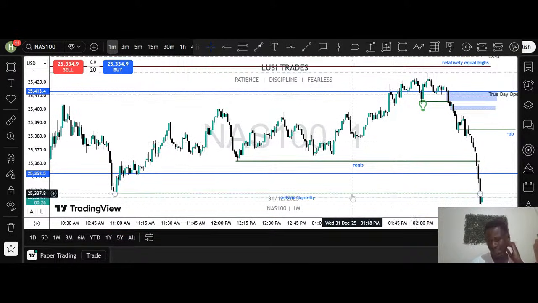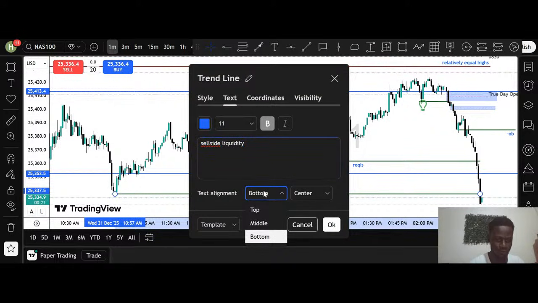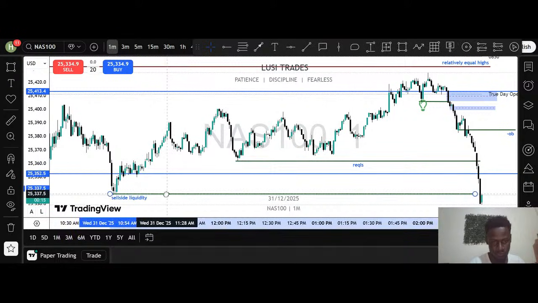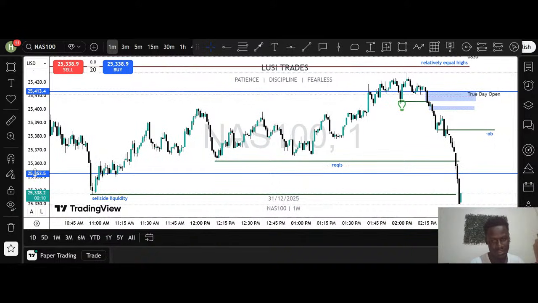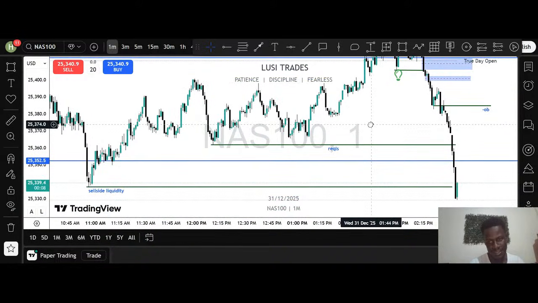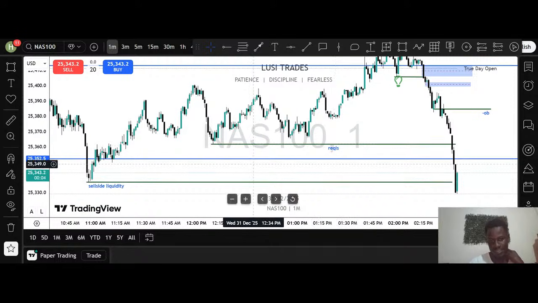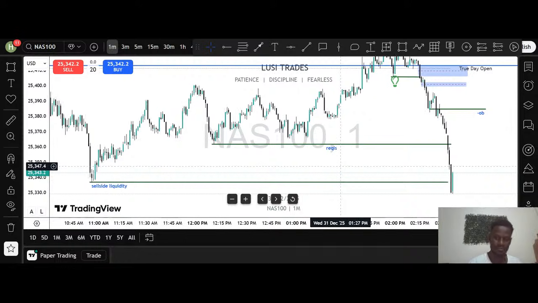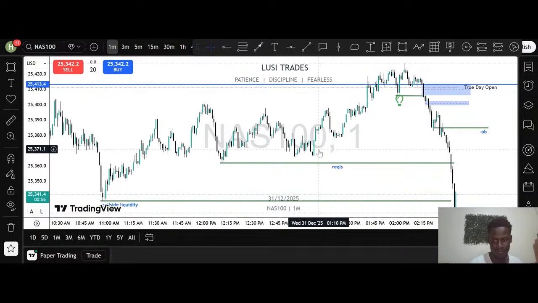Imagine you could only come to the marketplace looking for just this one pattern each and every single day. Relatively equal lows taken out. So let me remove these. Guys, isn't this wonderful?